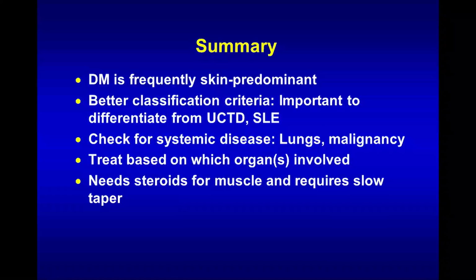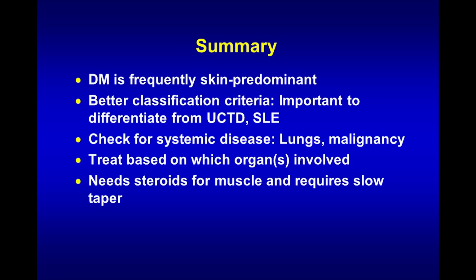So in summary, DM is frequently skin predominant. I hope I've convinced you of that. I don't think we know what percentage of the patients, at least 20% we know from one very small study, but it could be a lot more than that. We need better classification criteria, but we have them now, and it is very important to differentiate from undifferentiated connective tissue disease and SLE. We need to check for systemic disease in ways that are really a little bit beyond the scope of what we're talking about today. And we need to treat based on which organs are involved.